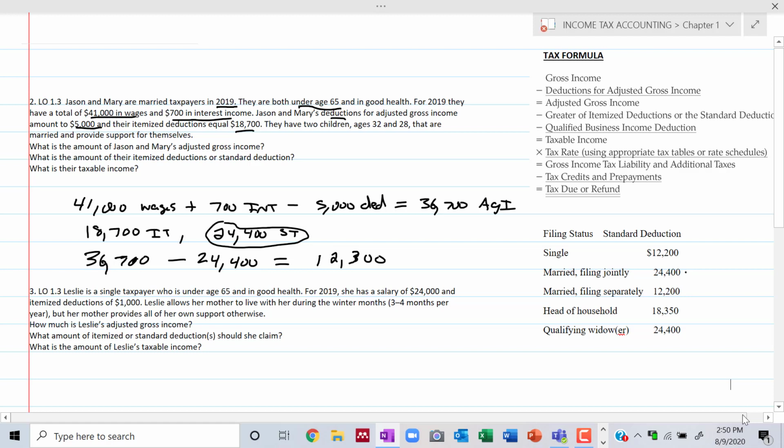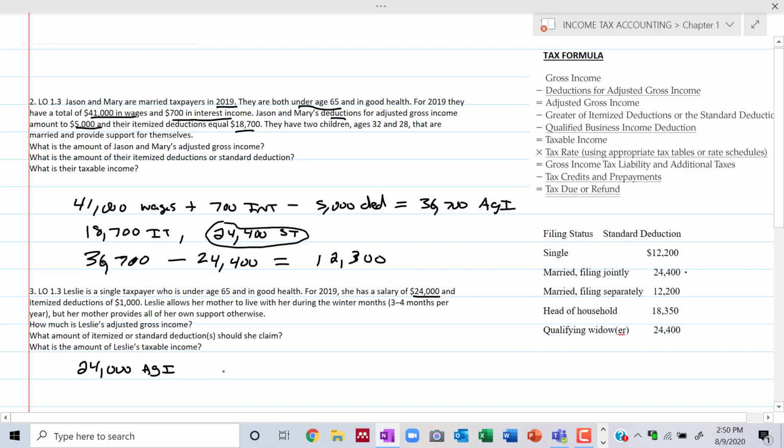If we look to the schedule to the right, her gross income would be $24,000, because they state no other income. So $24,000 would be her adjusted gross income.